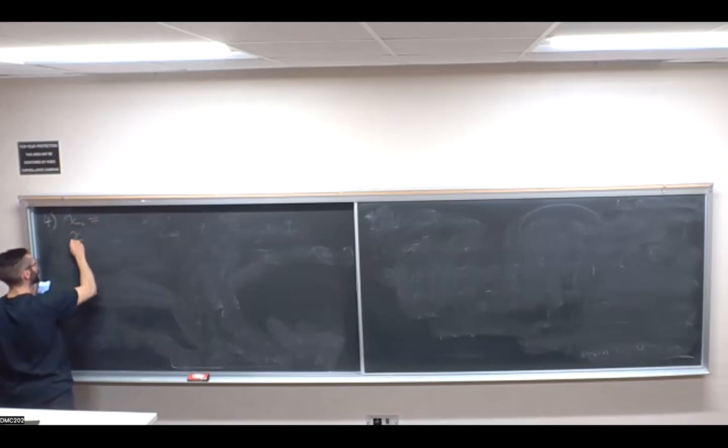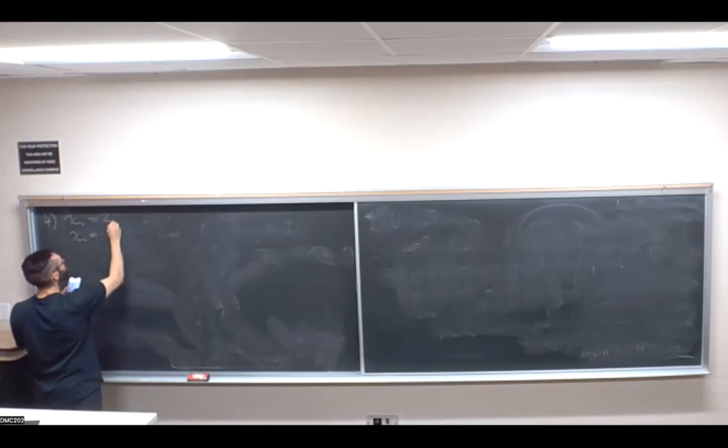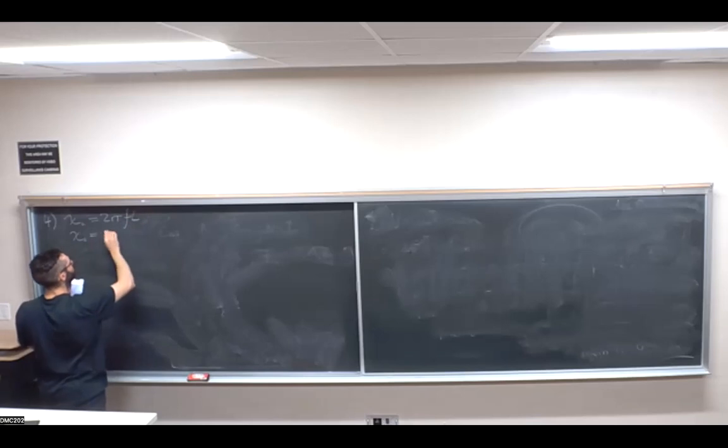To solve for Z, we need to also find XL and XC, by definition of the equation. So XL is equal to 2 pi F L, where all this stuff is given, and XC is equal to 1 over 2 pi F C.